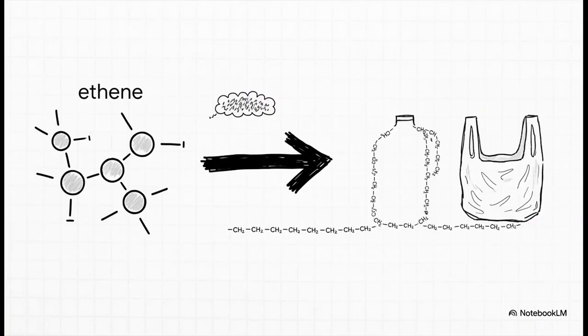And this process is just unbelievably powerful. You take a simple gas, ethene, which, by the way, is the exact same molecule that bananas release to ripen. You link thousands and thousands of them together, end to end, and what do you get? You get polyethylene, the most common plastic on Earth, used for everything from milk jugs to, yes, those very same grocery bags we talked about at the beginning.